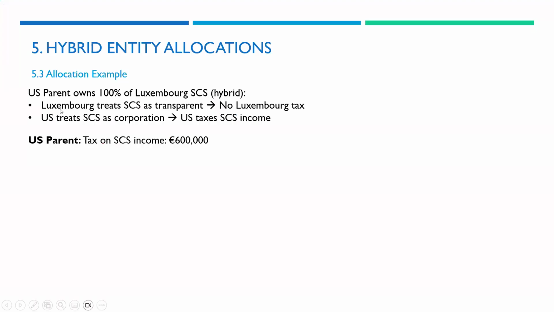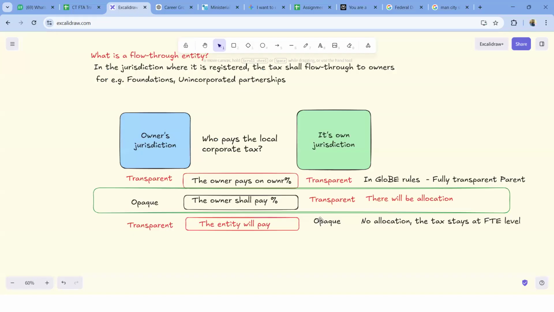Take the question again. A US tax parent owns 100% of Luxembourg SCS. SCS is a hybrid entity. Luxembourg treats SCS as transparent, so no Luxembourg tax. But the US treats SCS as a corporation, so the US taxes SCS income. And tax is 600,000 pounds. So which scenario is this in this diagram? One, two, or three?